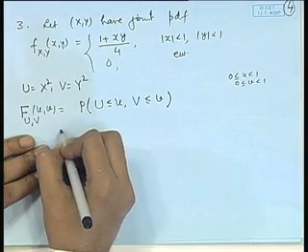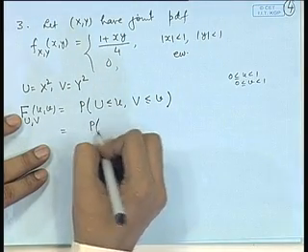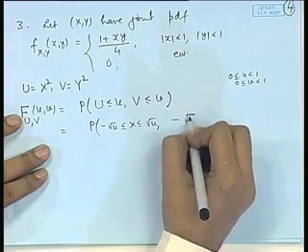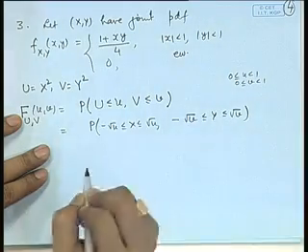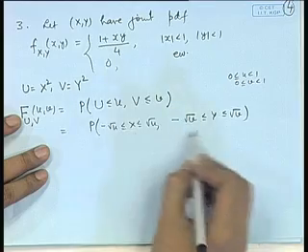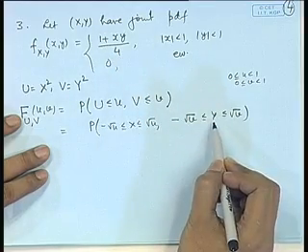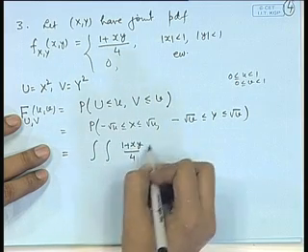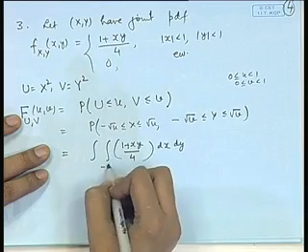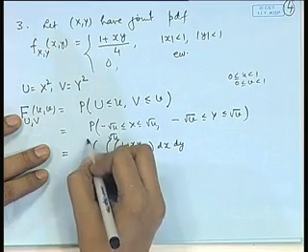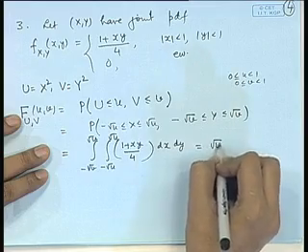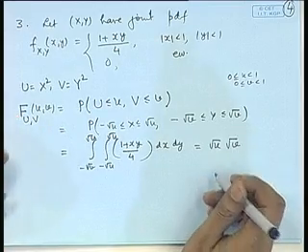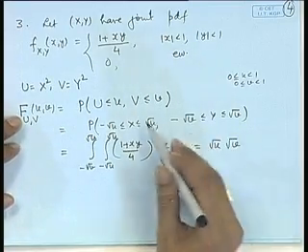So, for this case, this is nothing but the probability of x lying between minus root u to plus root u and y lying between minus root v to plus root v. So, this is nothing but the integration of the joint density over this region. So, that is the integral of (1 plus xy by 4) dx dy over minus root u to plus root u, minus root v to plus root v, and we can evaluate it to be root u root v. So, the joint CDF can be obtained. From here we can determine the density of u and v.